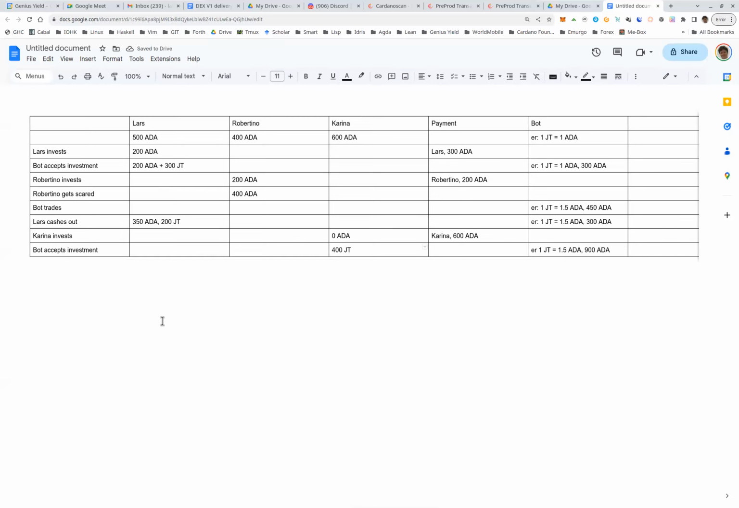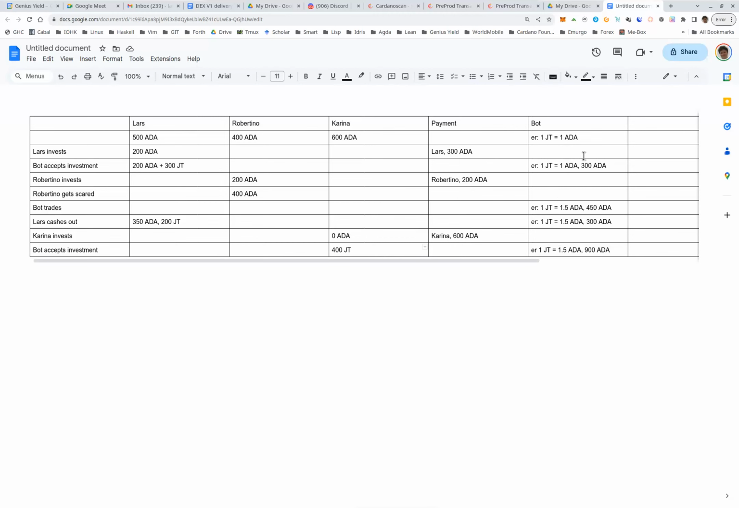Now basically we have all cases already. So each time the bot trades, the exchange rate gets updated. And that's basically the idea. And there are different UTXOs. So every investment can be in its own UTXO. So investments can happen in parallel. But in this example, there's only one UTXO for the bot.